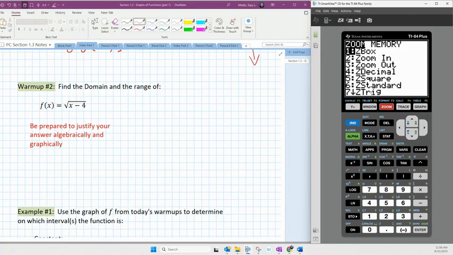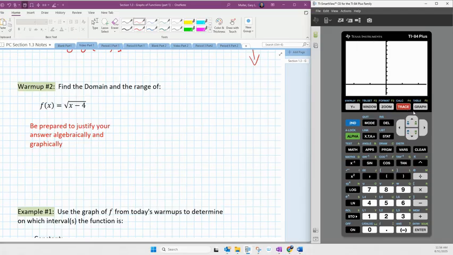Number 1, I didn't talk about. That's the box zoom. That's you drawing a box where we want the window to be, and I'll show you all that. Trace isn't going to show us anything yet because we don't have a graph. And then graph is where we tell it to graph.